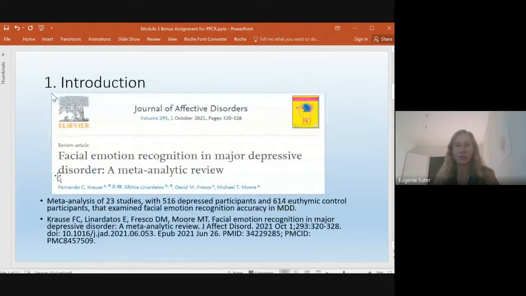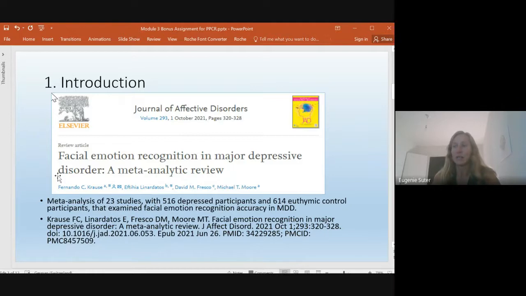The first of these topics, the introduction. The paper I chose is titled Facial Emotion Recognition in Major Depressive Disorder, and it's a meta-analysis. The authors are Fernando Kraus FC, Linardatos, David Fresco, and Michael Moore, and this was published in 2021. This meta-analysis looked at 23 studies with a total of 516 depressed participants and 614 euthymic control participants.